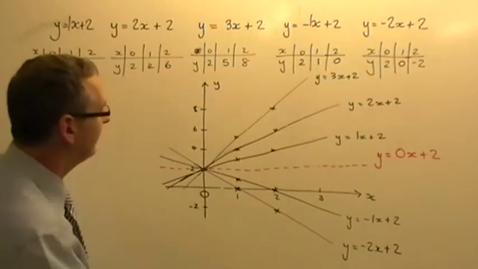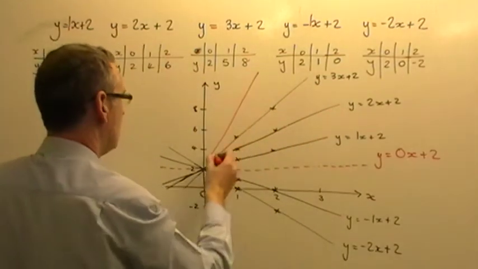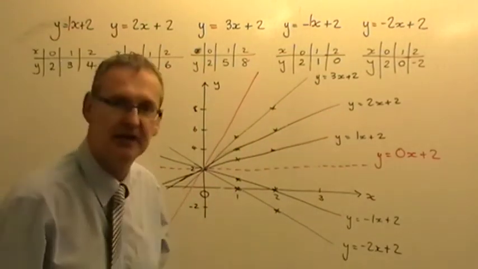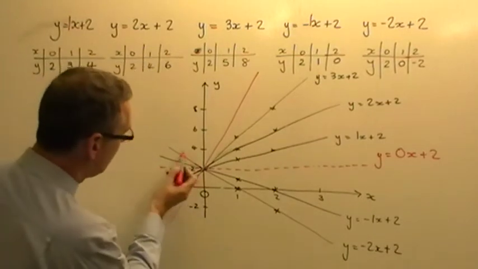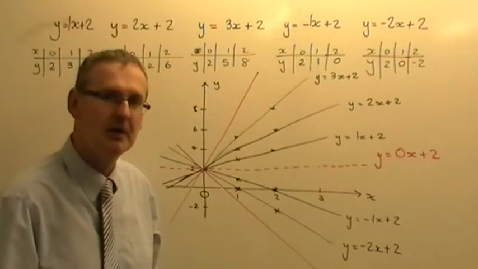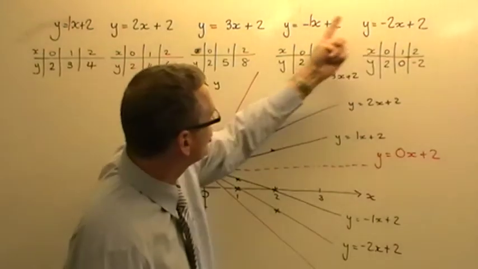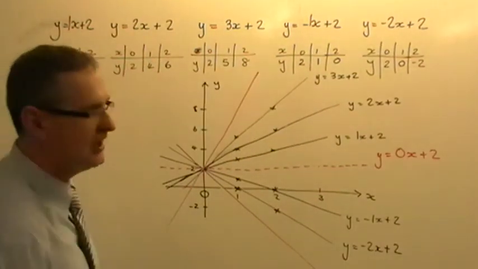So for example, if I wanted to put y equals 4x plus 2, it would look, without even doing a table of values, something like that. If I wanted to do y equals minus 3x plus 2, it would look something like that. Okay, that is basically the control experiment showing you what the effect of changing the x is.